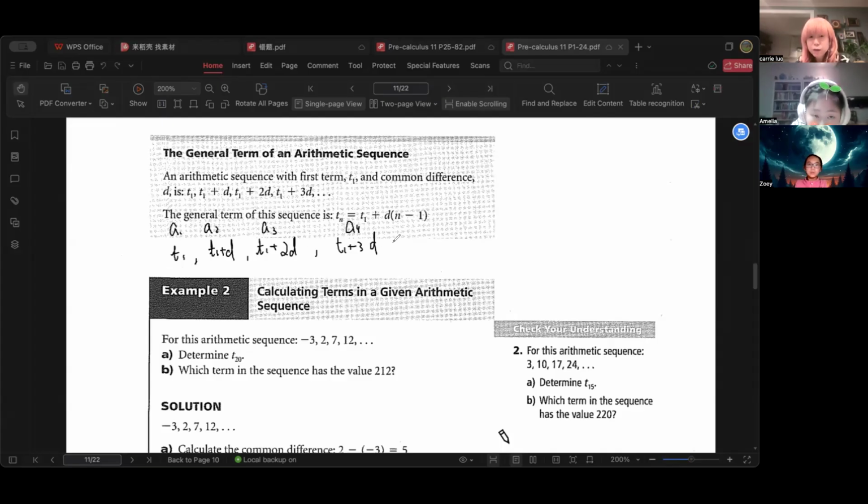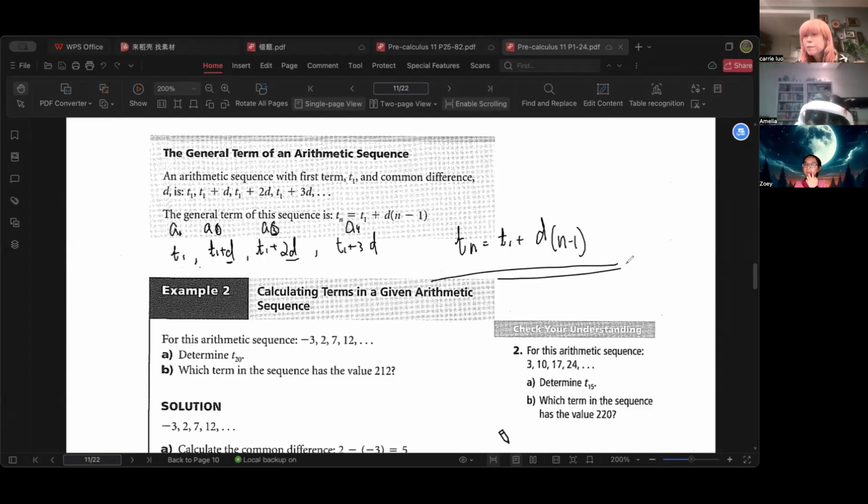Okay, so I would like you to try to think about it. When there's the first number, there's no D. The second number, there's 1D. The third number, there's a 2D. So Tn equals what? Tn equals T1 plus D times n minus 1, correct? So that is called the general term. What does general mean? That means no matter what n equals, I can apply this one.